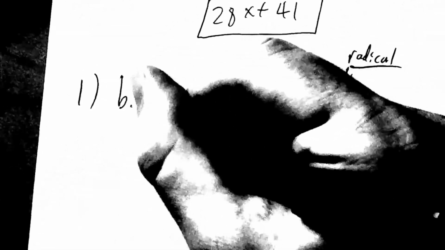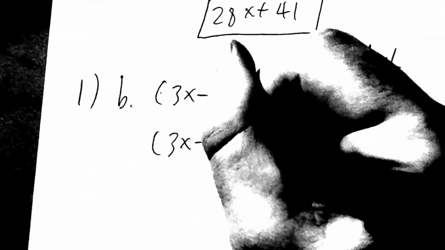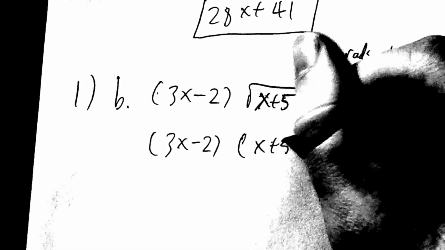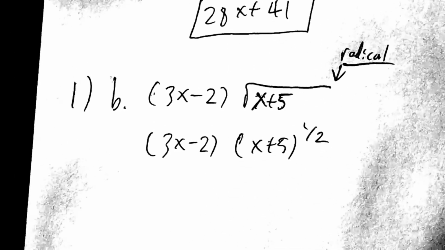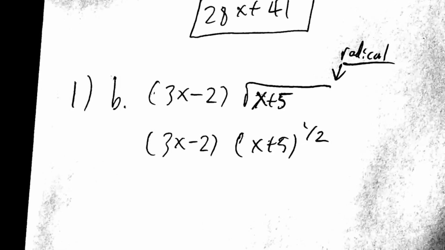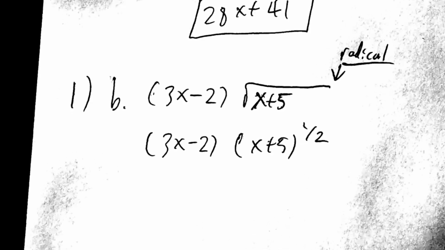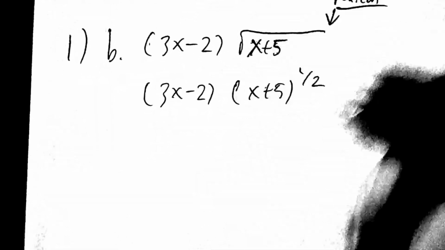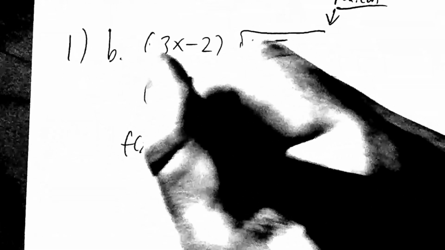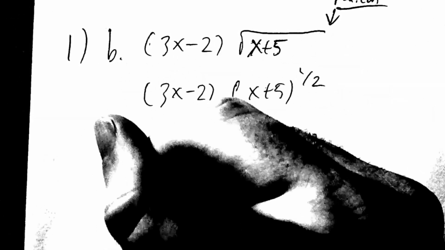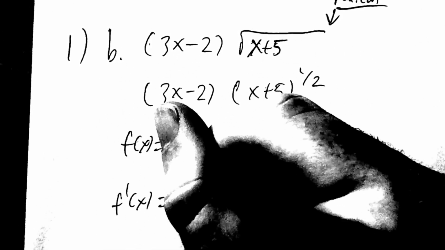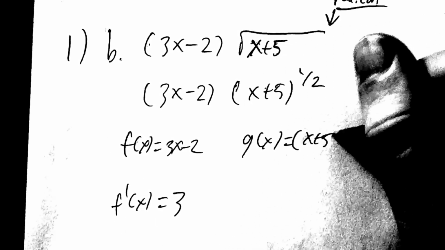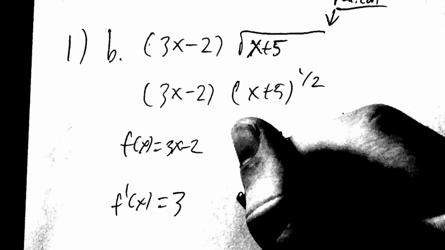So this drops down as normal. 3x minus 2, we are not going to change that, but we're going to rewrite that square root as x plus 5 to the power of 1/2. Now I can do power rule to solve this. Okay, so same thing. F of x equals 3x minus 2. Derivative equals 3. G of x equals x plus 5 to the power of 1/2.